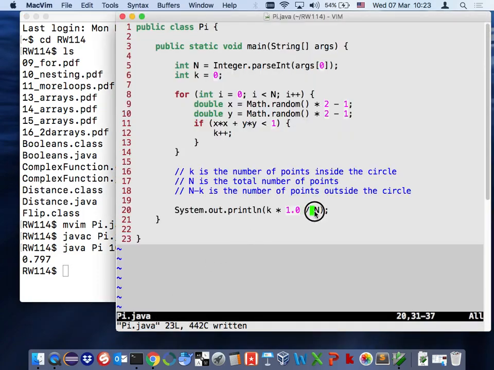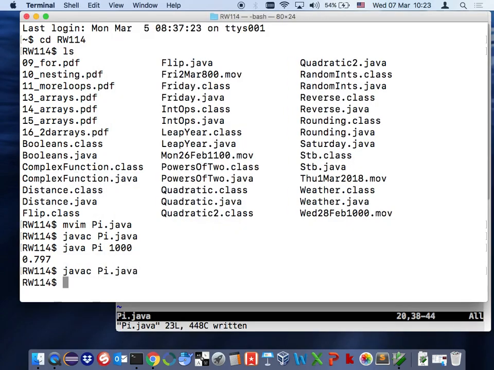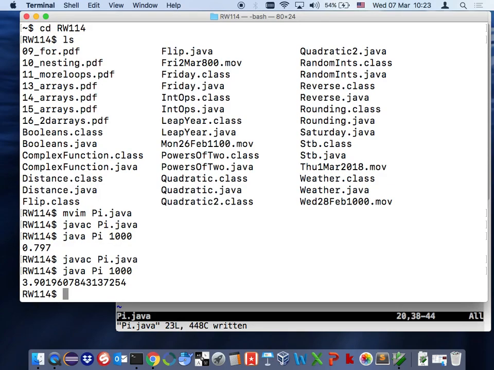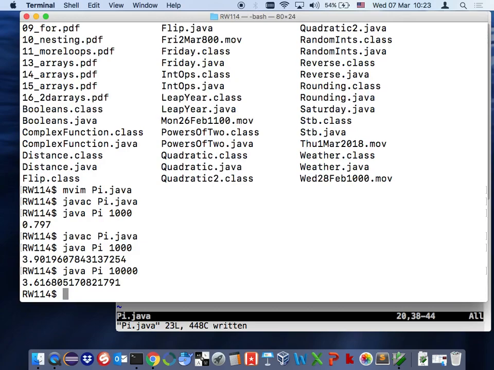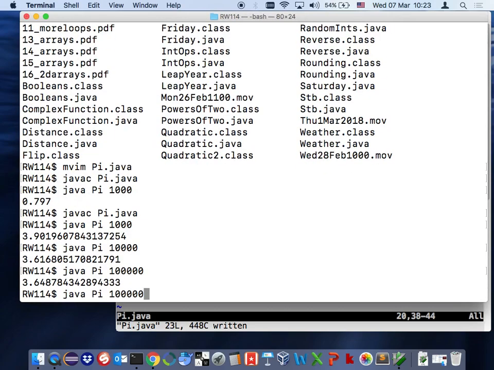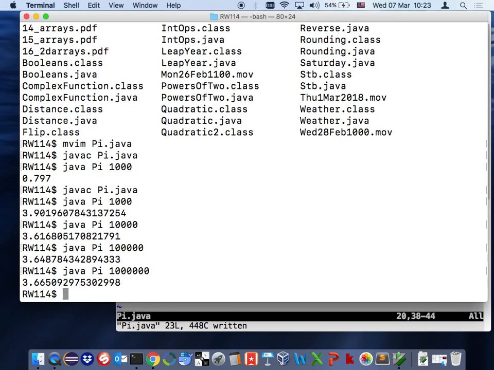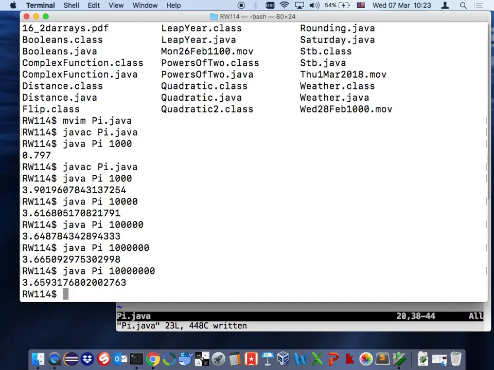Okay, maybe it's the number of inside points over the number of outside points. So that should be n minus k. Maybe we're lucky. Oh, looks good. Starts with a 3. Oh, not bad. Oh, but it just went up. Oh. Up again. It's looking like it's going towards 3.66. Definitely not the pi I remember from school.